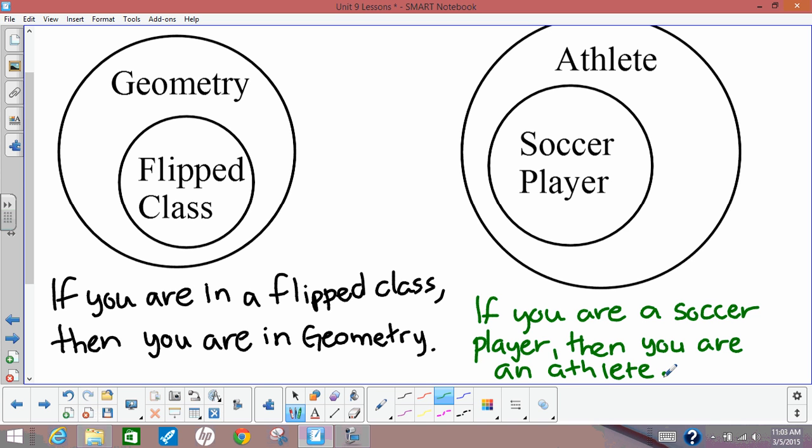So in the previous slide, when I told you what a Venn diagram was, we talked about relating sets. So in this case, we've related two sets. We have a set of soccer players and a set of athletes, and they overlap in that all the people in the soccer player set are in the athlete set. And you should remember, hopefully, from previous math classes, that a set is just a group. So the group of soccer players is in the group of athletes.